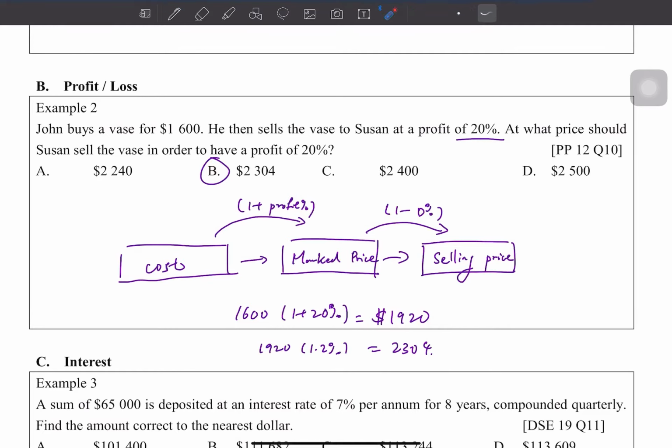If next time you have a discount rate, you need to multiply this term 1 minus the discount percentage. Remember how to find the percentage profit. Must compare the selling price and the cost. So you remember one of the formulas is selling price minus cost over cost times 100%. You can find the percentage profit.